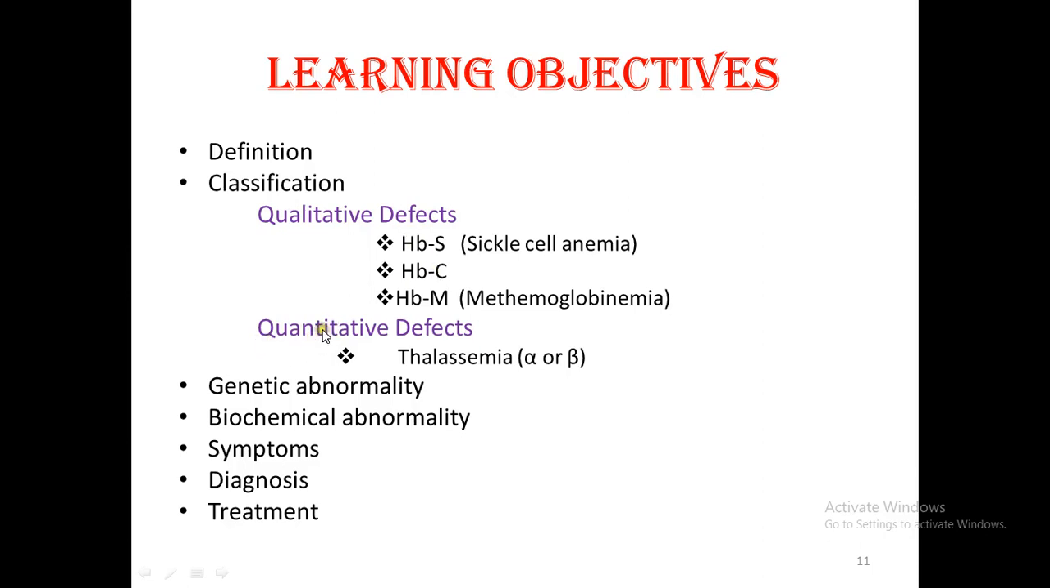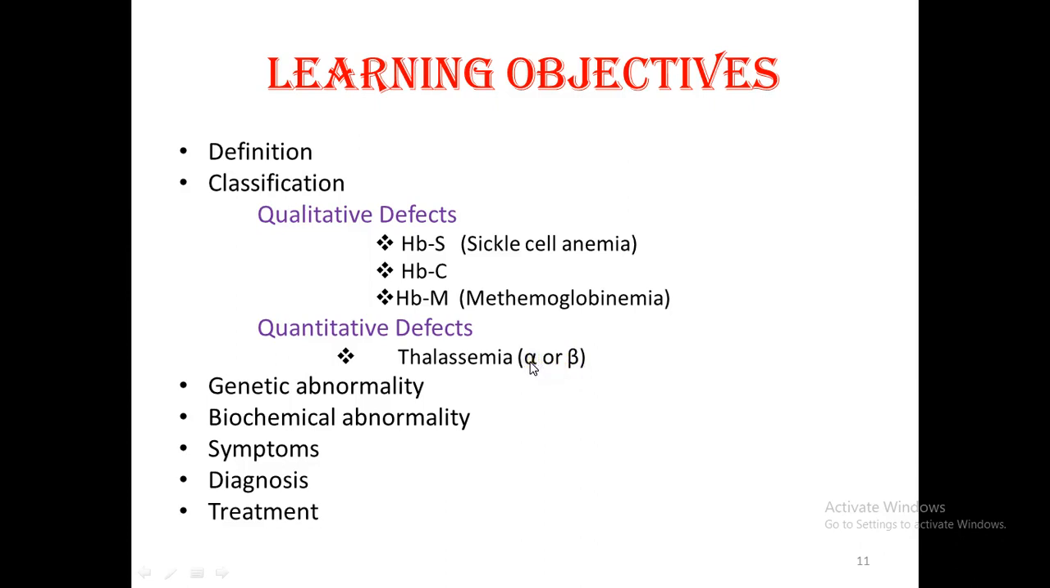Then the second type of defects are called the quantitative defects. Here, the hemoglobin that is being synthesized is in an inadequate amount. Why? Because certain chains of globin are not being synthesized adequately. This disease is called thalassemia. Thalassemia is again further subdivided into two types, alpha thalassemia and beta thalassemia.